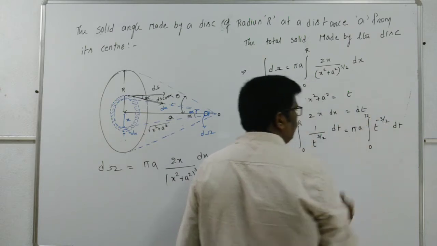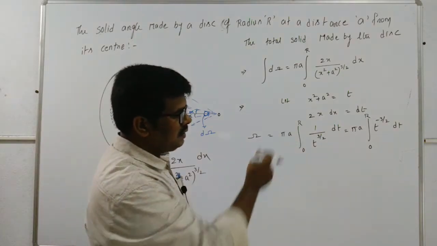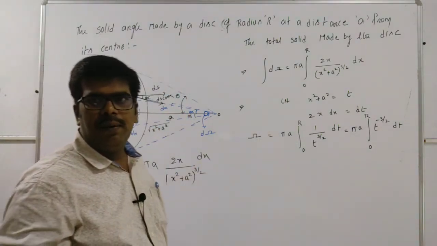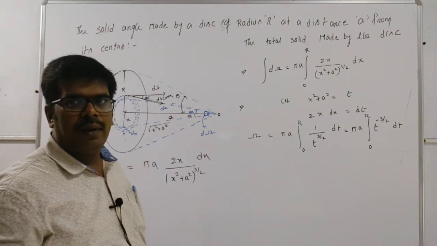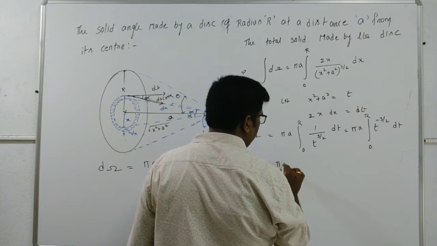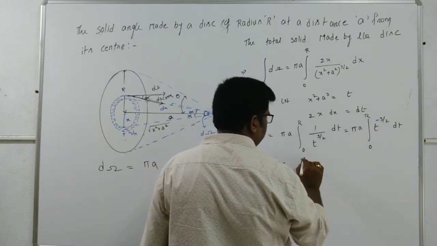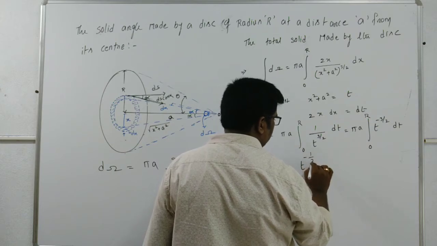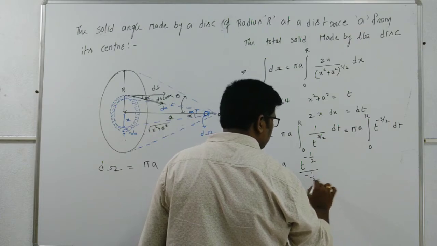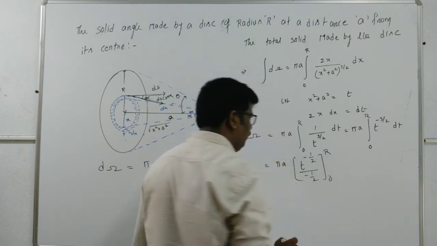So you can write t power minus 3 by 2 plus 1 by... Now it is just like x power n dx, here t power n dt. So the integration of t power n is t power n plus 1 by n plus 1. Then we write pi a t power minus 3 by 2 plus 1. Minus 3 by 2 plus 1 means minus 1 by 2. Limits are 0 to r.